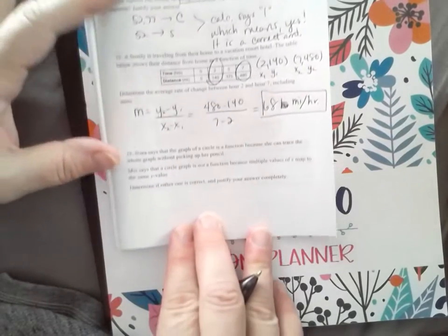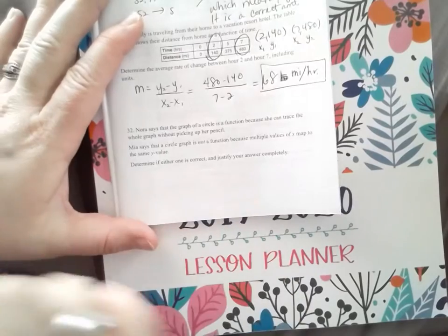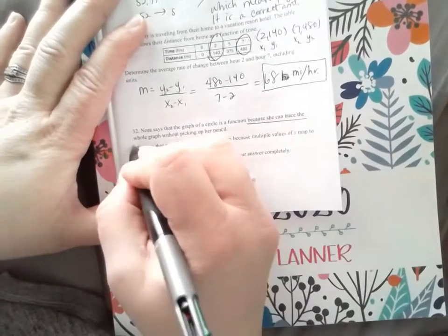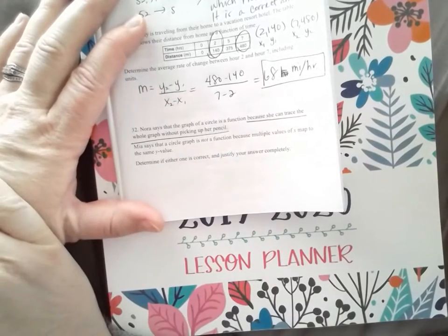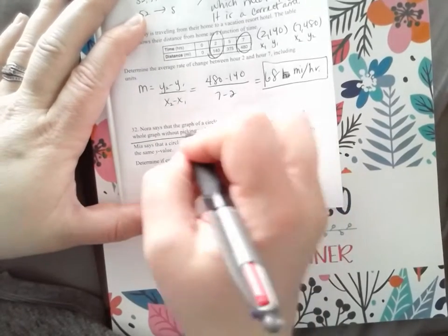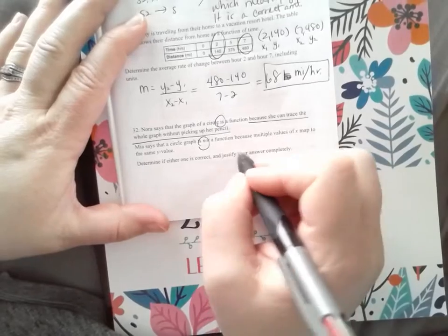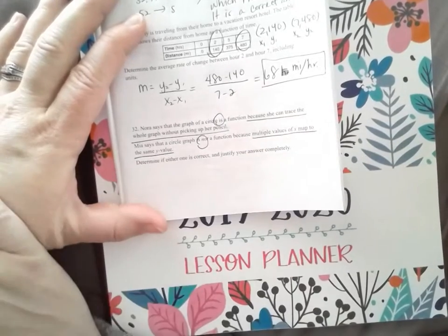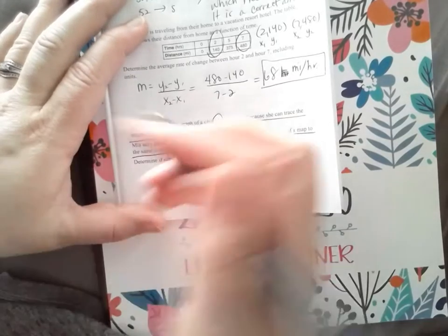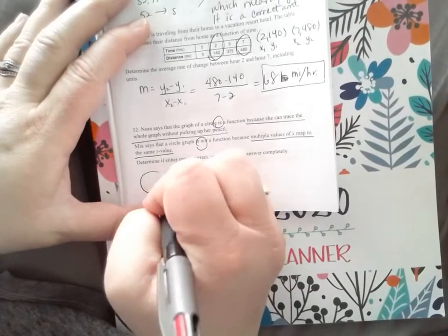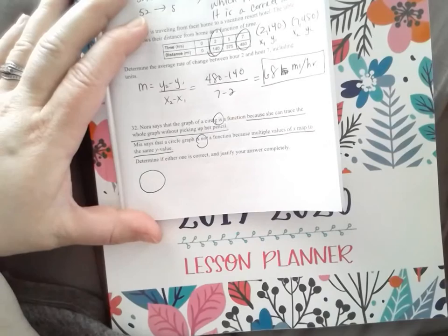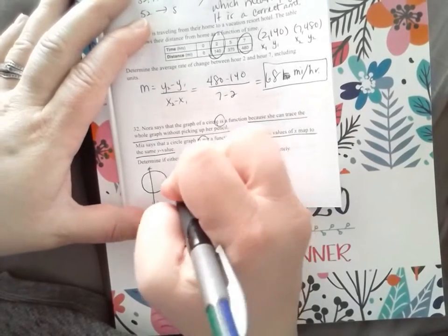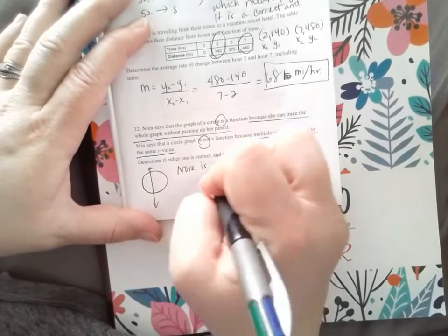Nora says that the graph of a circle is a function because she can trace the whole graph without picking up her pencil. Mia says that a circle is not a function because multiple values of x map to the same y. Determine if either of them are correct. So, is that a function? And the answer is no. So I'm going to say Nora is wrong.